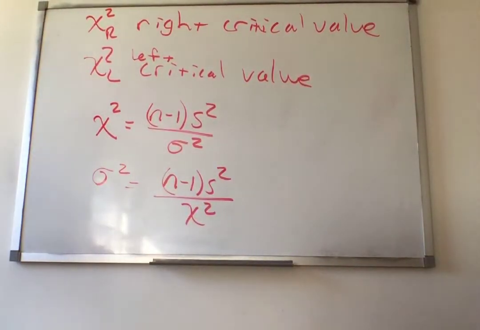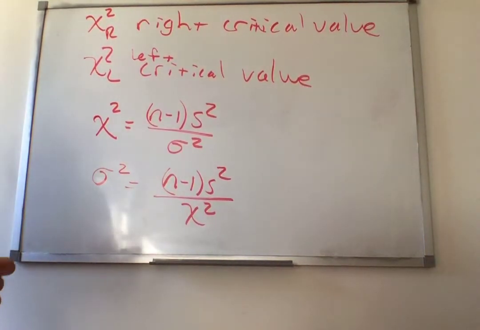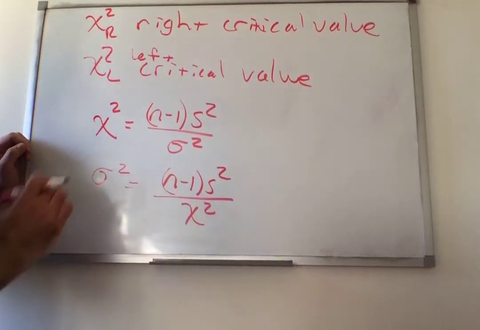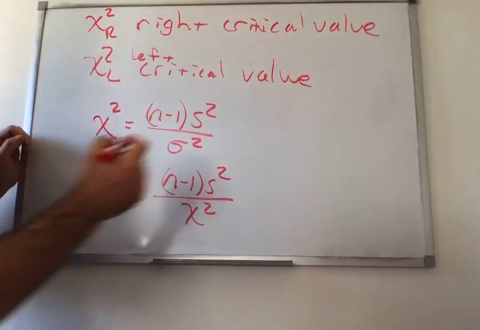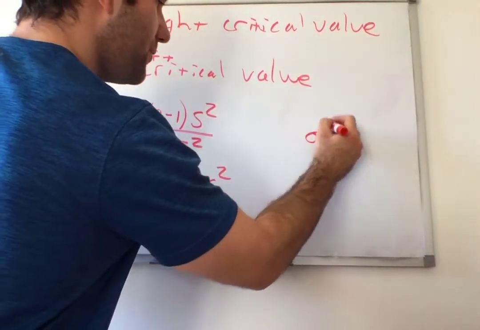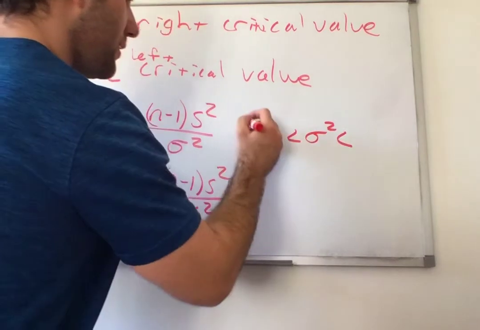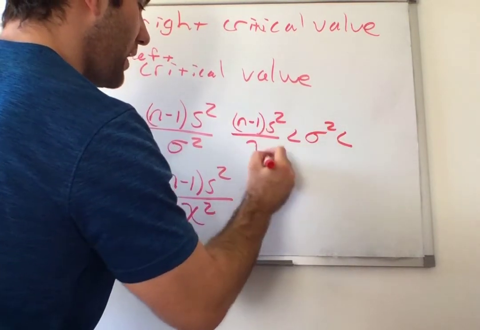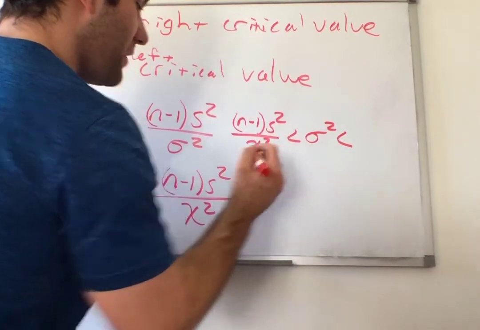Okay? What we really want is the interval. Okay? So there's going to be a chi-squared left value and a chi-squared right value. And then this is for the variance. It's going to be n minus 1 times s squared divided by the chi-squared right value.